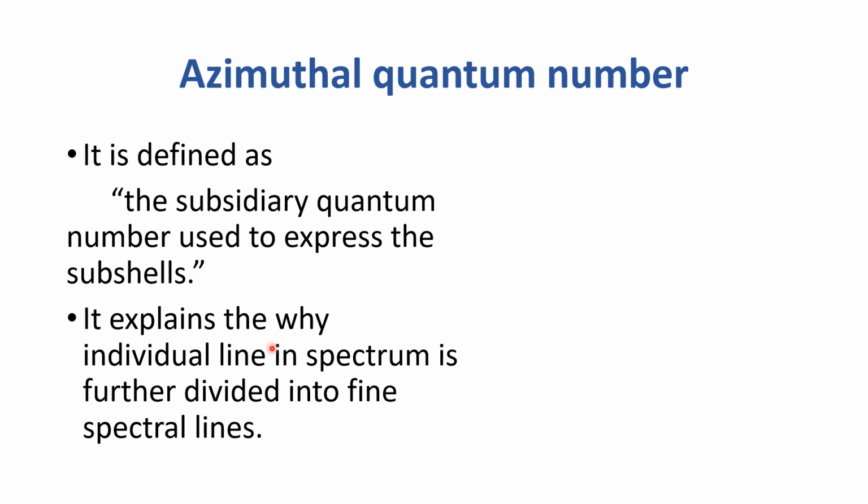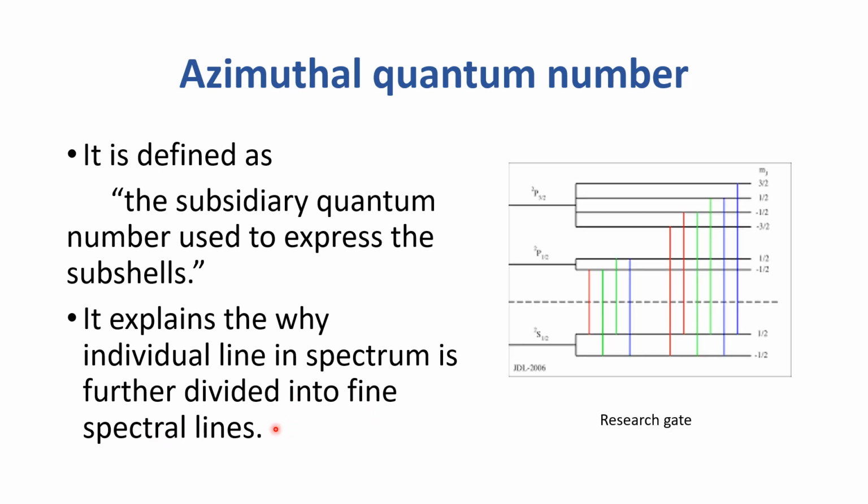It explains why an individual line in a spectrum is further divided into fine spectral lines. One of the drawbacks of Bohr's atomic model was the further division of a spectral line into fine spectral lines, and Bohr had no answer to it. So that further splitting of a spectral line is described by the azimuthal quantum number.